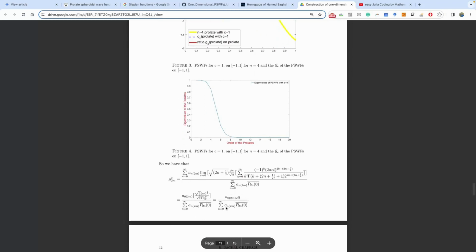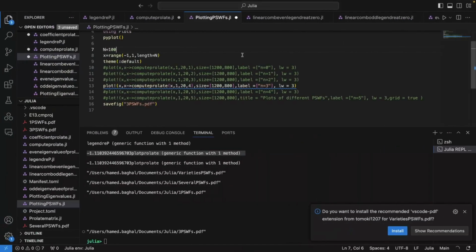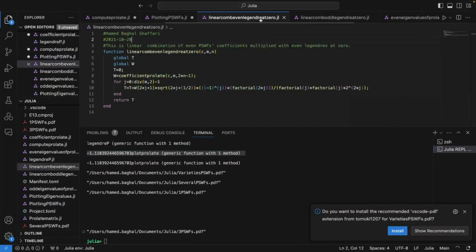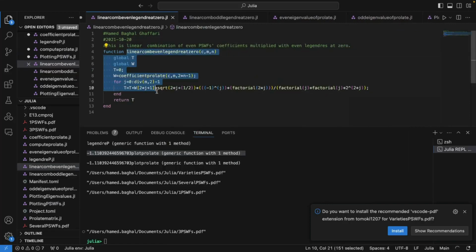The denominator here, you see that it's the linear combination of the even Legendre polynomials defined only at 0. And this one is the first coefficient times square root of 2. Okay, so here you see that the linear combination, the denominator has been defined here. It's just coefficients.